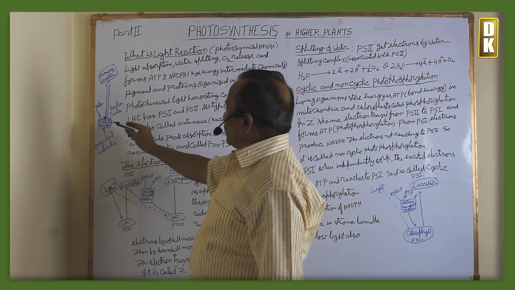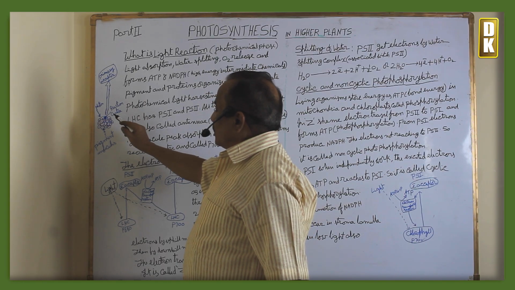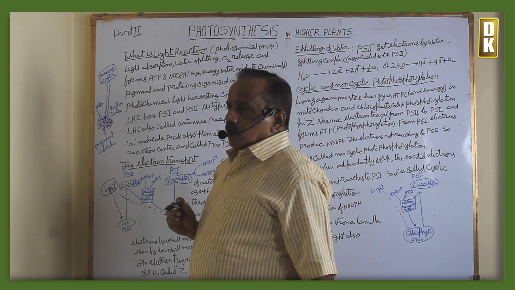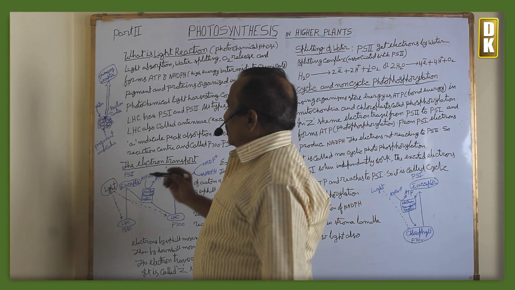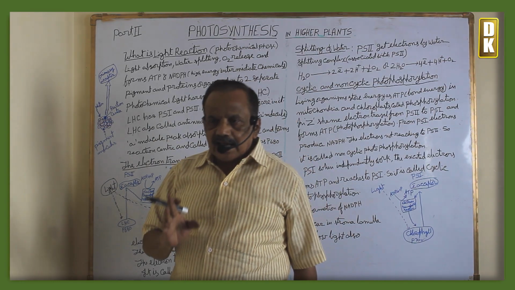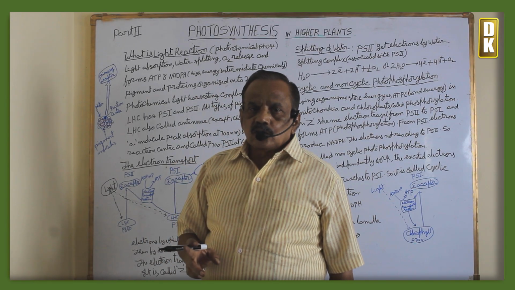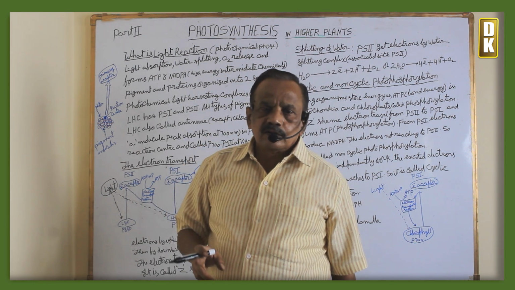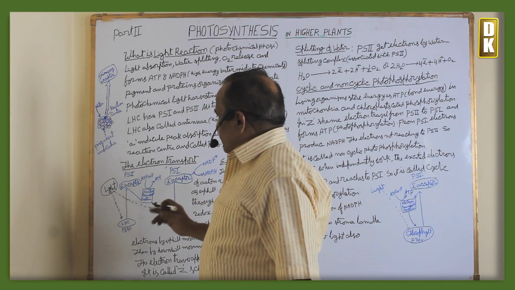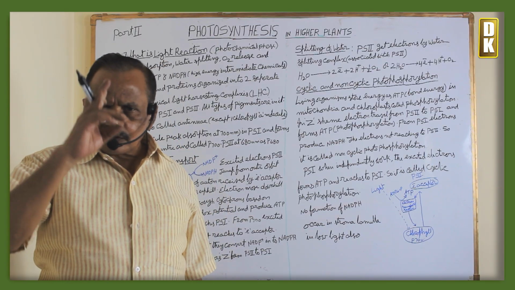What are they? Chlorophyll A, B, xanthophylls, and carotenoids are present. Out of these, in chlorophyll A, one of the molecules, except one, all the molecules are used to absorb the light and pass the light energy to that chlorophyll A molecule. That chlorophyll A molecule is called the reaction center. Reaction center. This is most important.